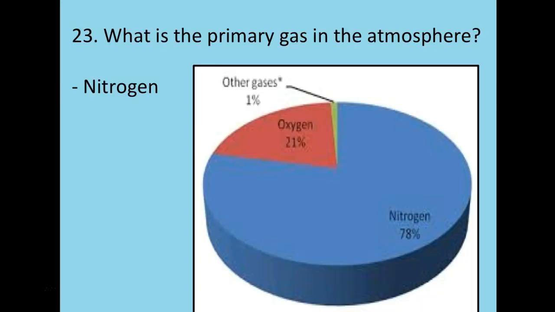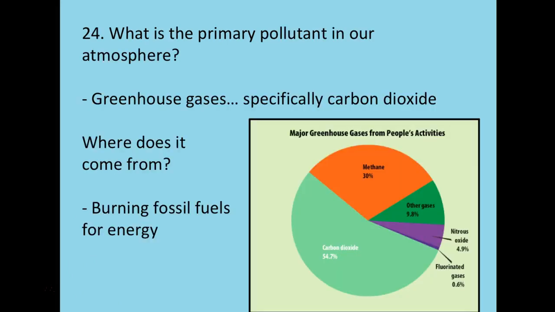Number 23, the primary gas in the atmosphere, nitrogen, 78%, oxygen to a lesser extent, but also very important, 21%. 24, what's the primary pollutant in our atmosphere? Greenhouse gases. And the specific one that's really problematic is carbon dioxide. And we know that increased carbon dioxide is coming from the burning of fossil fuels because we rely way too much on fossil fuels for energy, and burning fossil fuels, coal, oil, and natural gas is going to release a lot of carbon dioxide. And the problem with that is that it releases way too much carbon dioxide that the earth can't recover from that.